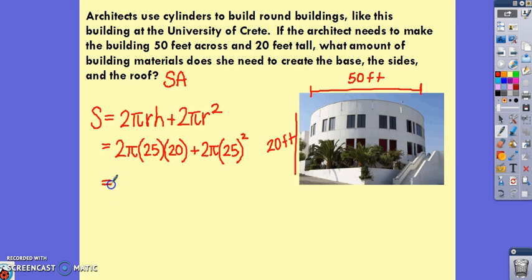Now there's one new thing that I want to teach you, and this is saving the pi till later. Okay, so in your calculator, if you could just type in the 2, the 25, and the 20 multiplied together, I got 1,000. So we could take 1,000 times pi, but let's just leave it like that for now. So that's the 2, the 25, and the 20. We still should have a pi there, but we're saving it till later. And then over here, I'm going to take my 2 times my 25 squared first.